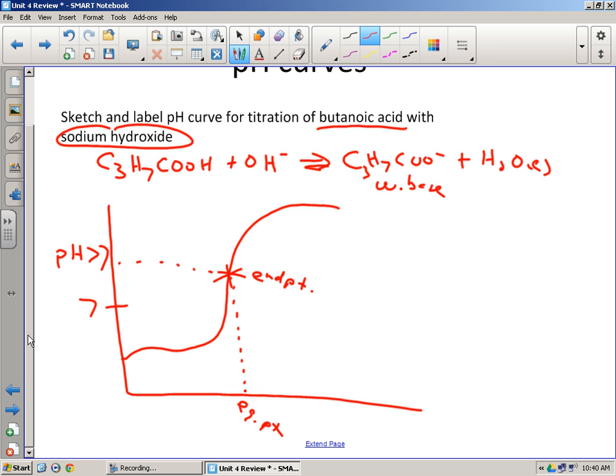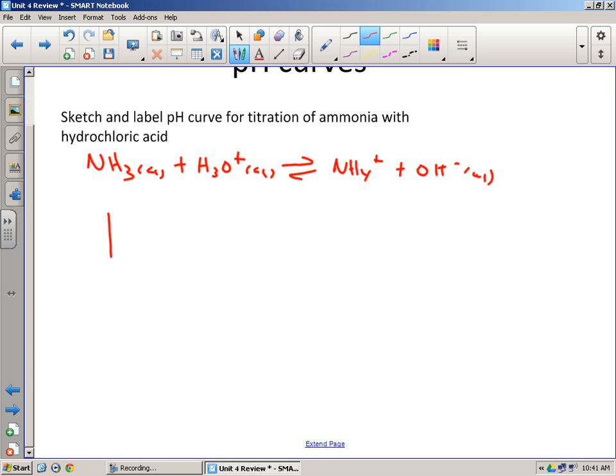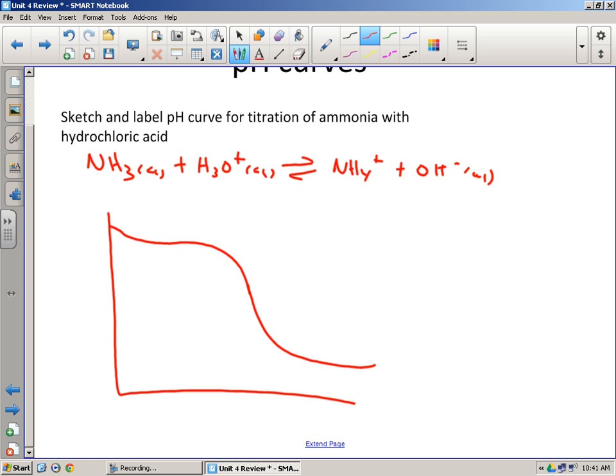pH curve, sketch and label the pH curve for the titration of ammonia with hydrochloric acid. So ammonia, of course, is a weak base, hydrochloric acid a strong acid. We'll get proton donor, proton acceptor, NH4+ and hydroxide. And if we're going to do a pH curve for this one, is this one going to switch now? So it's the titration of ammonia, so ammonia is in the bottom, with hydrochloric acid. So it's probably going to start out fairly high here. It's going to dip down a little bit and kind of level out, and then dip big time here, endpoint.